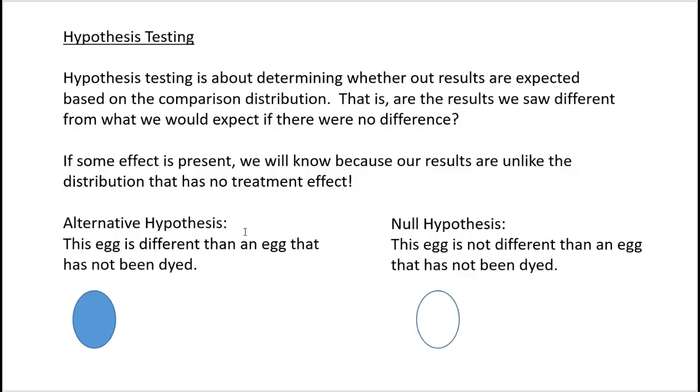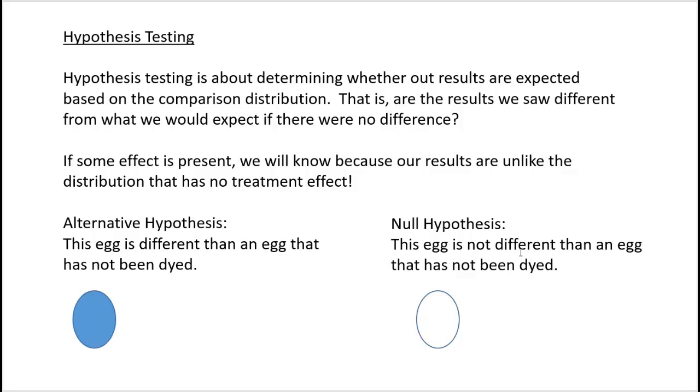An even simpler way is to say that an alternative hypothesis is that this egg is different than an egg that has not been dyed. Oh look, it's a blue Easter egg. This egg is different than an egg that has not been dyed. Okay? The null hypothesis is that this egg is not different than an egg that has not been dyed. Again, it sounds inside out, but it's the correct way to say it.